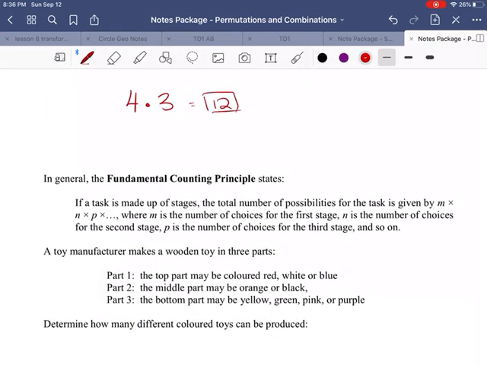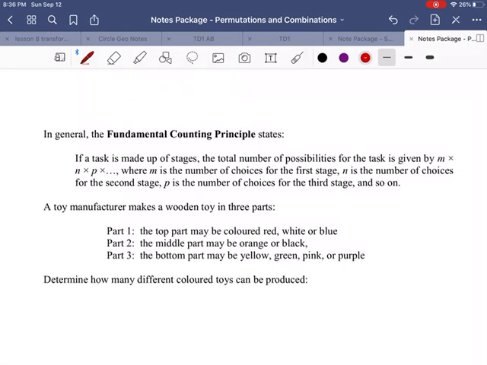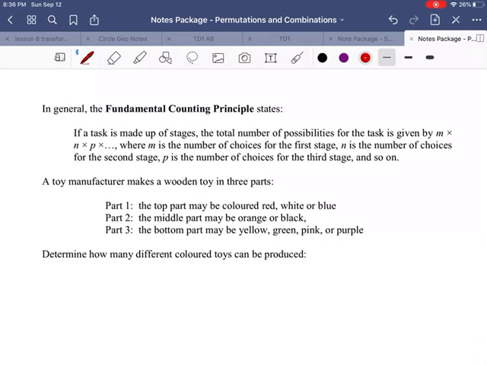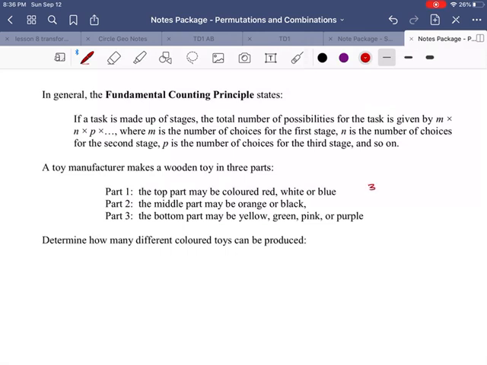The fundamental counting principle states that if a task is made up of stages, the number of possibilities is given by m times n times p, etc., where those are the number of choices at each stage. Here's an example. A toy manufacturer makes a wooden toy in 3 parts. Part 1, there's 3 choices. Part 2, there's 2 choices. And part 3, there's 4 choices. So all we have to do is take the 3, multiply it by the 2, multiply it by the 4, and you'll get 24 different ways of creating that toy.